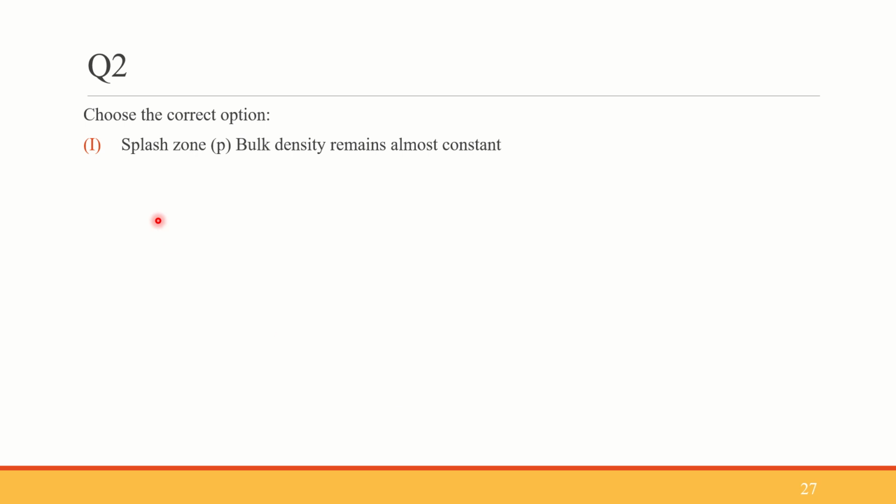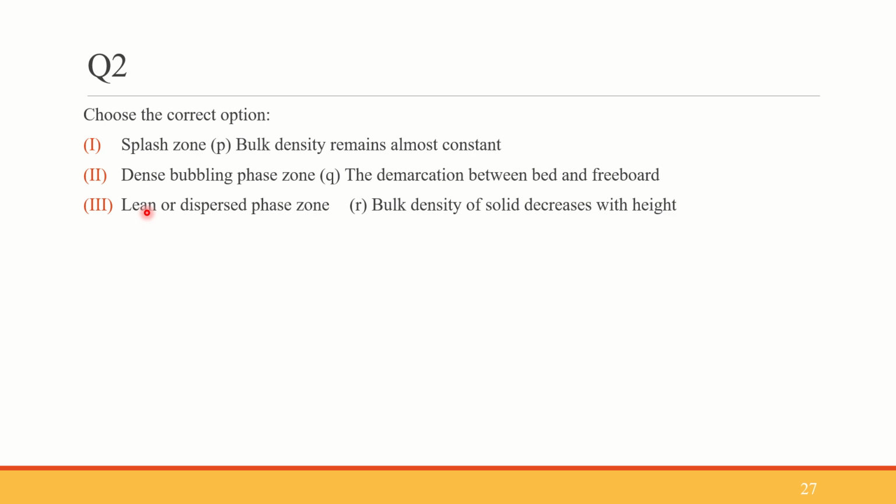Now we'll go to question 2. Choose the correct option. 1, splash zone. 2, dense bubbling phase zone. 3, lean or dispersed phase zone. On the right hand side we are given: bulk density remains almost constant; demarcation between the bed and the freeboard; bulk density of solid decreases with height; bulk density of solid increases with height. So can you match them?